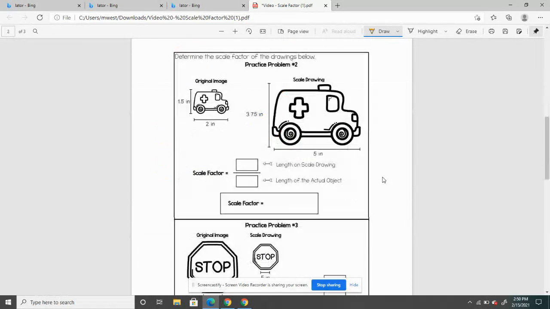All right, example number 2. Determine the scale factor of the drawings below. You've got your original, and then you have the scale drawing. And it's asking for the length of the scale drawing, which is 5, and the length of the actual object, which is 2. So when you simplify them, you divide by 2, you're going to get 2.5 on the scale is equal to 1 inch on the drawing. So you just simplify. You don't flip them like that.